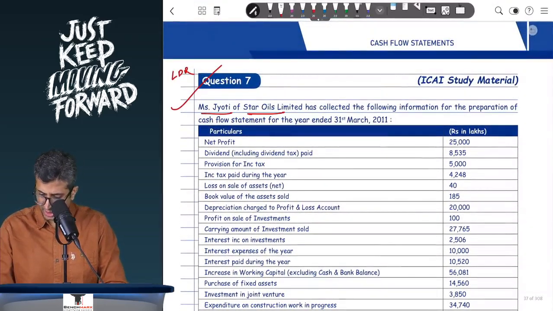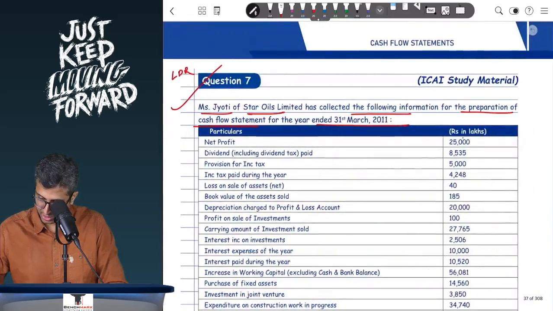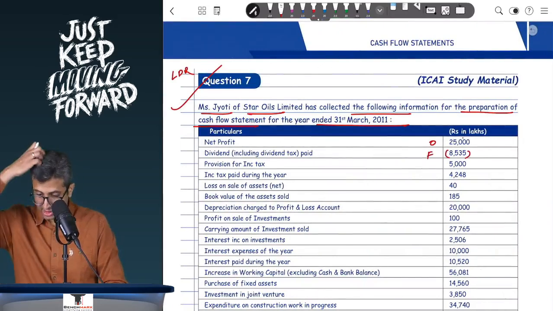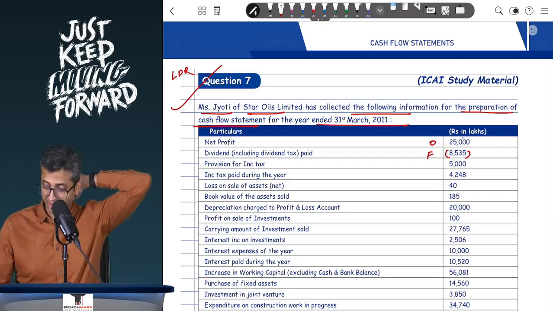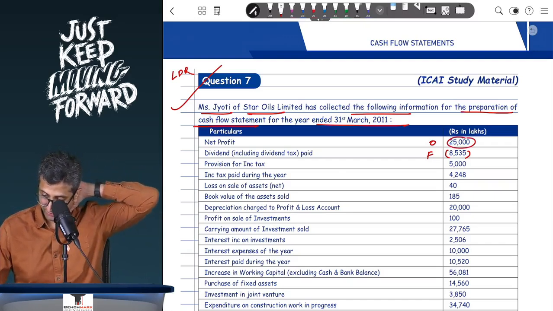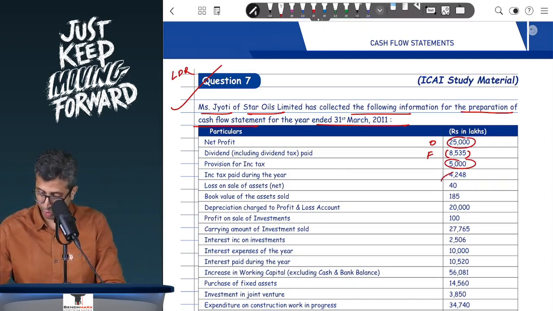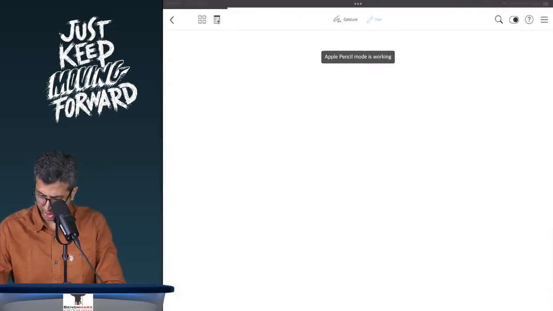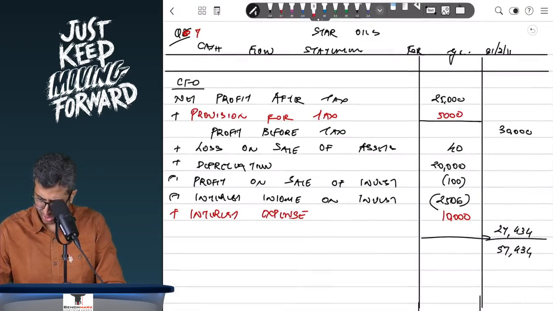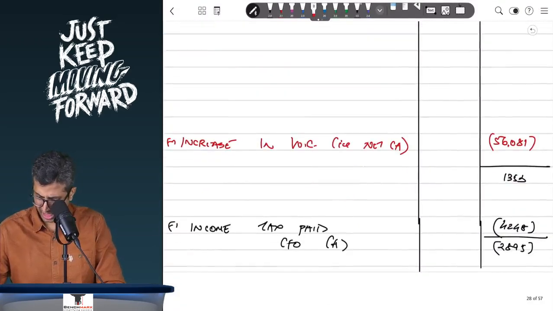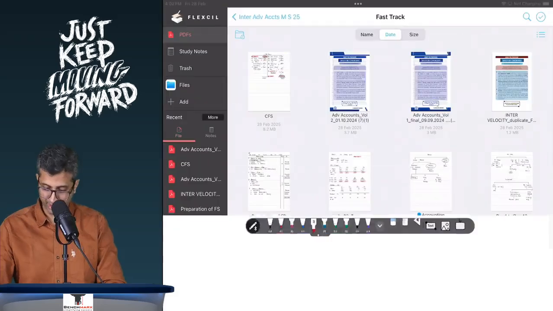Ms. Jyoti of Star Oils collected the following information for preparation of cash flow statement for the year ended 31st March 11. Net profit. This will go in cash flow from operations. Starting में. Dividend including DT paid. This will go in financing. Less. Provision for income tax. Now this is net profit unless given otherwise. It must be after tax, which means if I do 25 and 5, this must be coming to 30,000 profit before tax, and then income tax paid 4248, ये less होगा. So as you can see, 25 plus 5 will come to 30, and last में 4248 income tax paid.